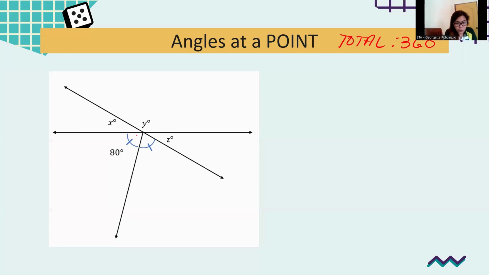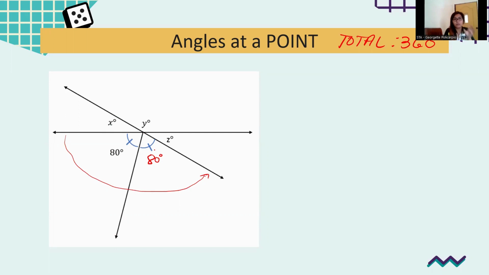If you answered congruent, you're correct. So this line, or ray, is actually an angle bisector because this larger angle is divided into two congruent angles. So if this is 80 degrees, this is also 80 degrees. Okay? So we will solve this slowly.